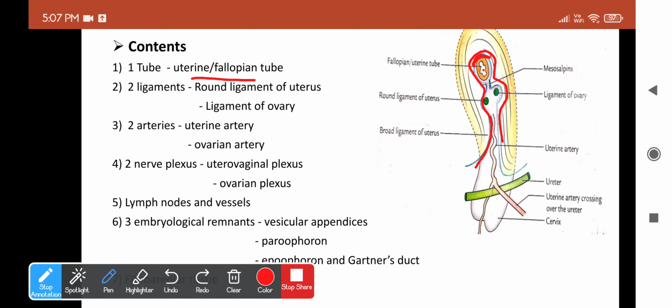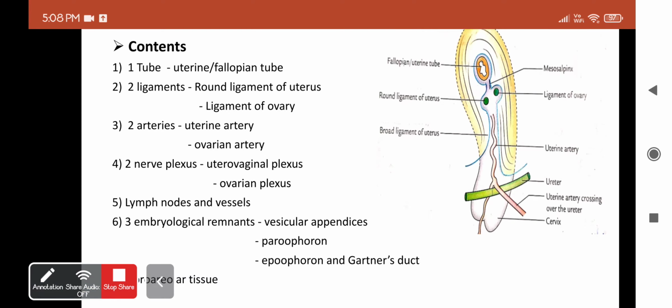And below that you have two ligaments, namely the ligament of ovary and the round ligament, just as I mentioned. The round ligament will be present antero-inferior to the fallopian tube, and the ligament of ovary will be present postero-inferior to the fallopian tube, and everything will be attached to the cornu of the uterus. And then you have two main arteries, namely the uterine artery and ovarian artery, nerve plexuses like the uterovaginal and ovarian plexus, lymph nodes and vessels, fibroareolar tissue, and three main embryological remnants, namely paraoophoron, epiophoron and Gartner's duct, which is its duct, and the vesicular appendices.